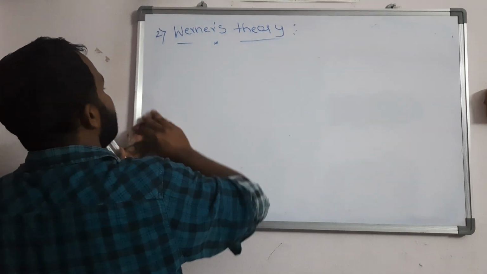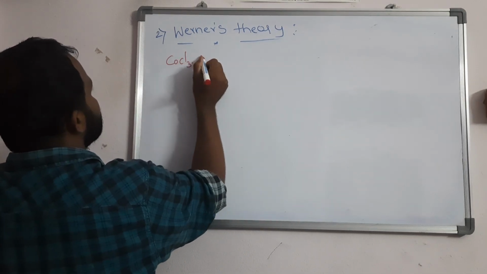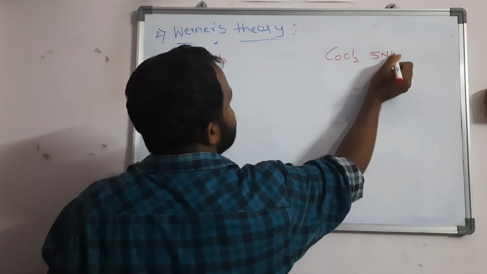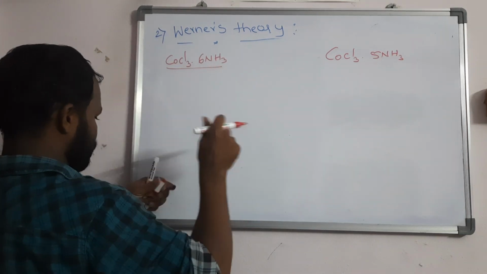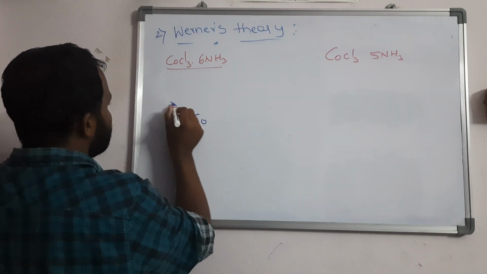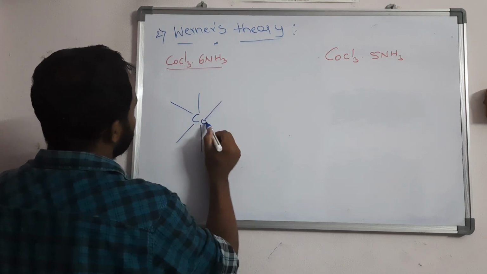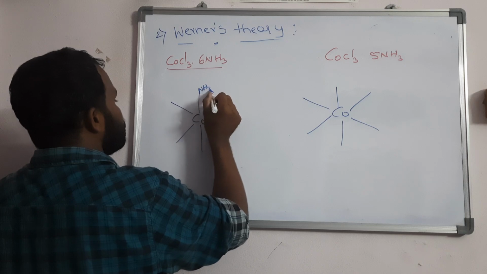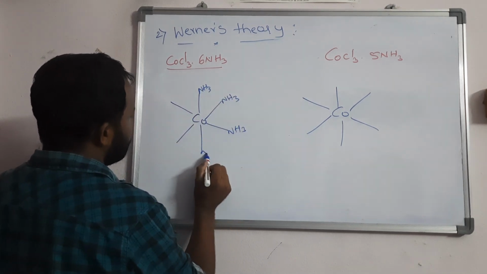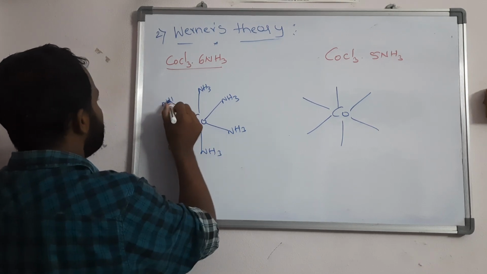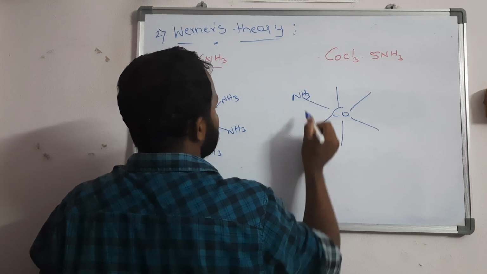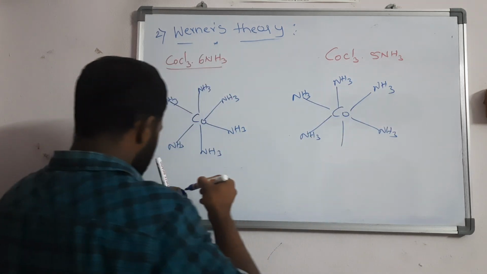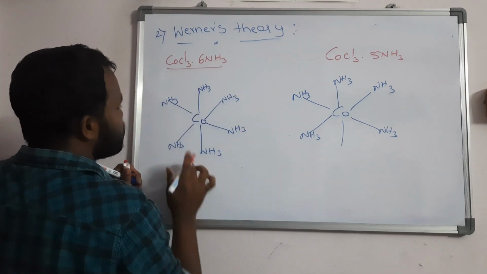First example, Werner's theory: CoCl3·6NH3. I will explain two of them, CoCl3·6NH3 and CoCl3·5NH3. Now I will write the structure for this. Here you can say cobalt, here also the same structure. Now we should write 6 NH3s here, NH3, NH3, NH3, NH3, NH3, and this is also NH3. Here 5 NH3s are there. This is the 5. So first, CoCl3 means this is the 6 coordination number.